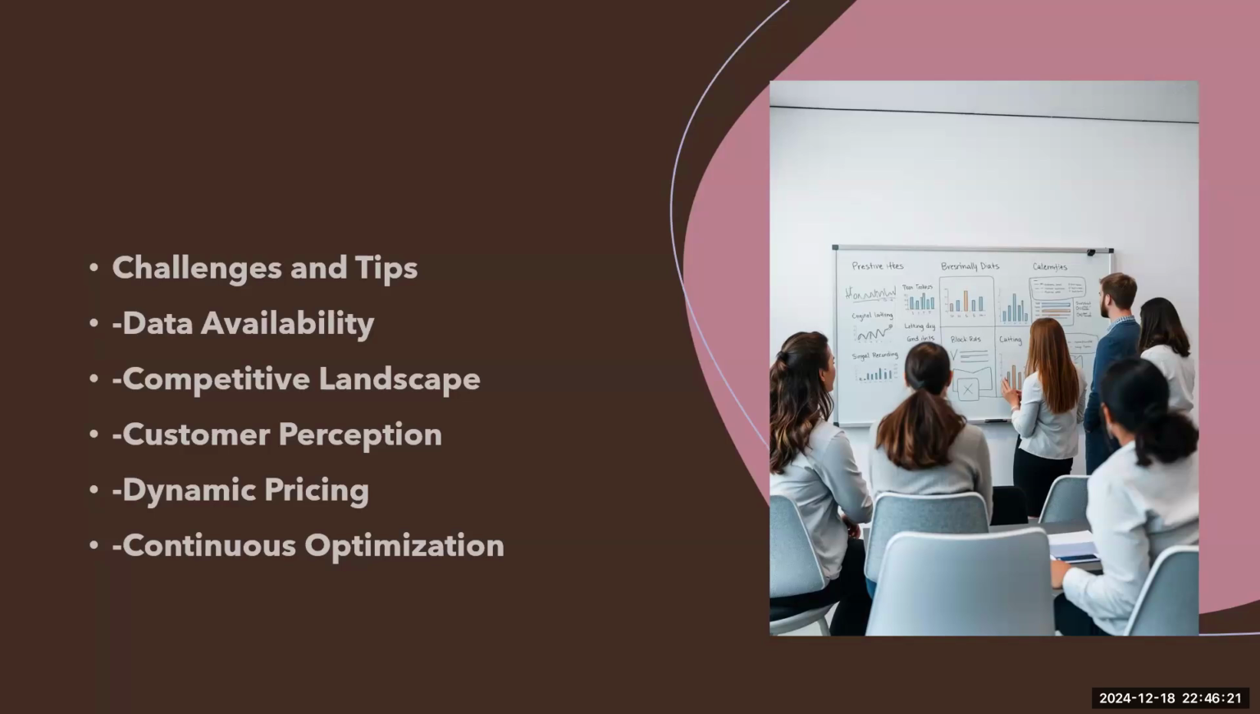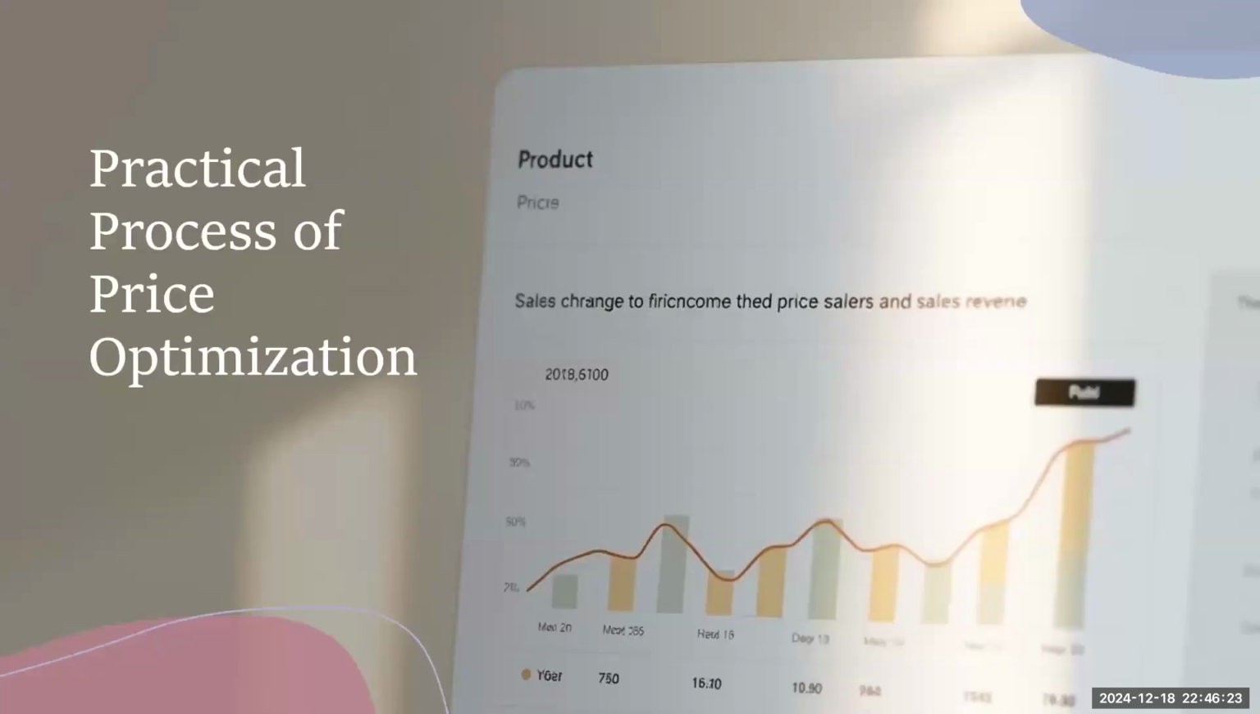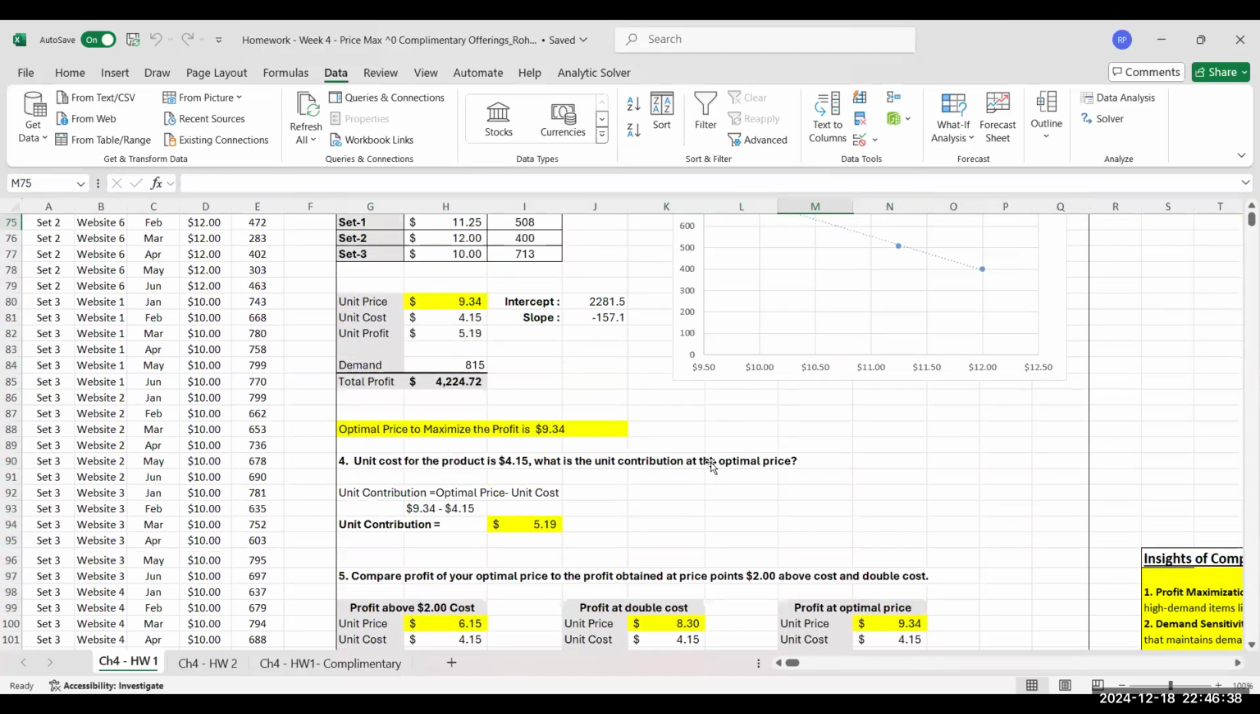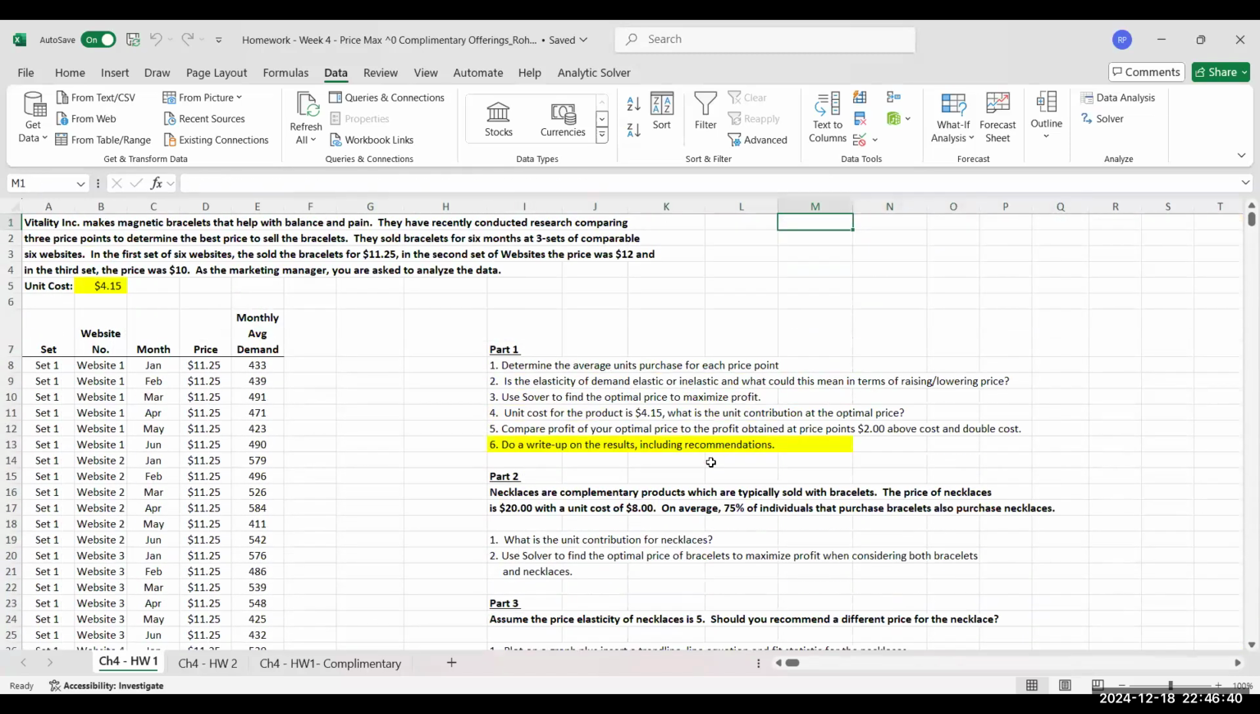Now let's dive into the practical process of price optimization. I'll share an Excel sheet with you. Let me do that first. Right, so we have a data set here for a company called Vigility Inc., which makes magnetic bracelets.